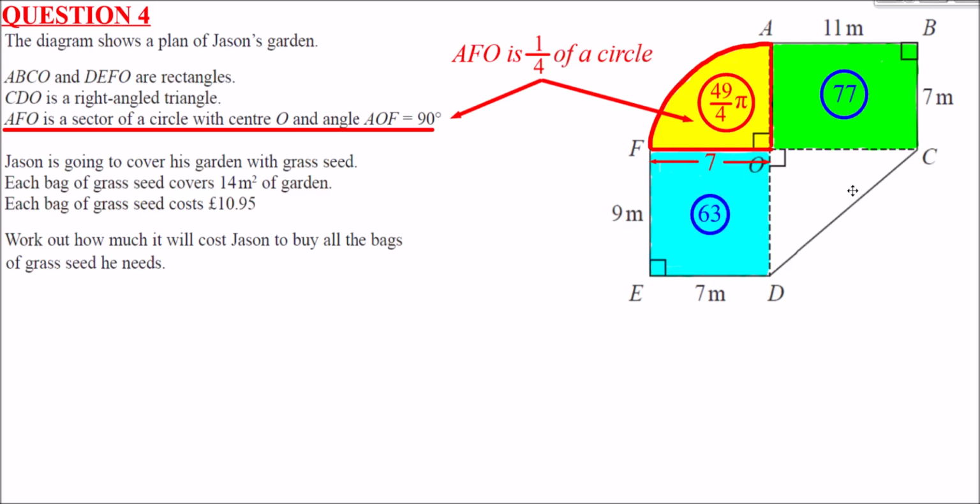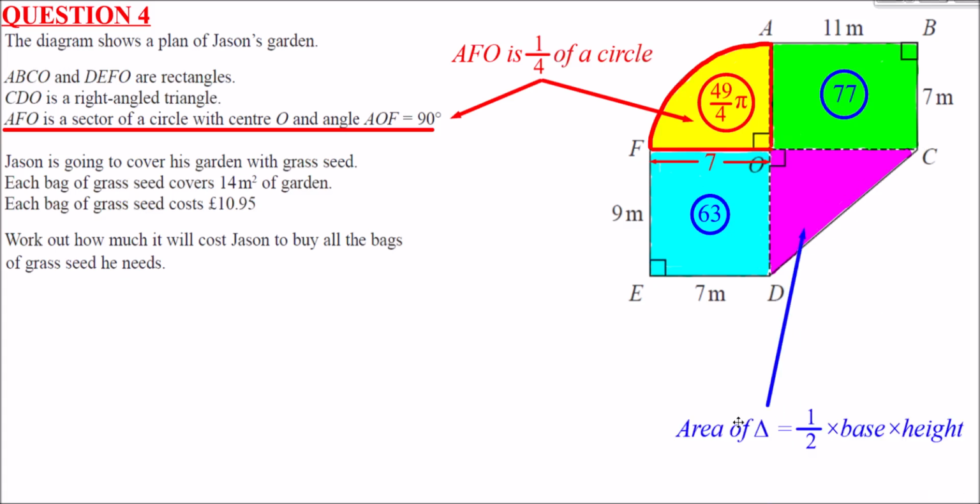Finally, the triangle, this in purple, we need to remember what the area of a triangle is. So it's base times height divided by 2. Half times base times height is another way of saying it. From one end to the other, from O to C is 11. It's the same as from A to B, of course. So that's 11. The height of it, going down, is 9. So we're going to do 11 multiplied by 9 and half it.